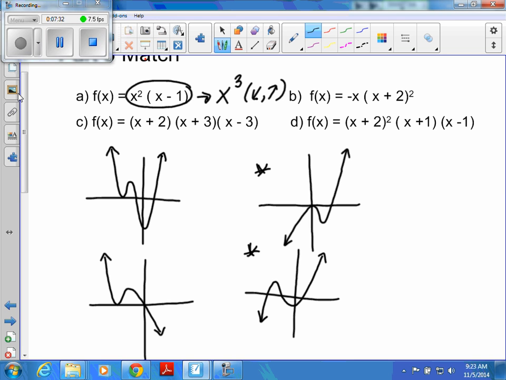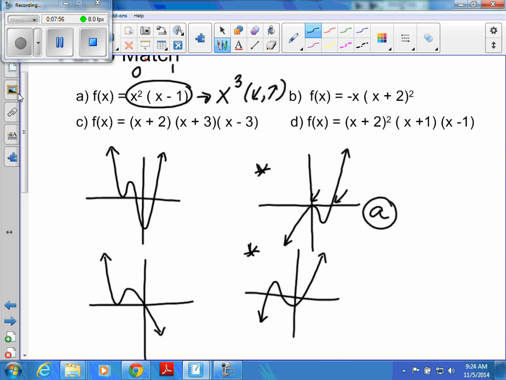Okay, which one of those two would it be? It crosses the x-axis at 1, and it crosses the x-axis at 0. That's another thing that you learned in Algebra 2. Which one of those has a crossing at 0 and 1? This one is the only one that has a crossing at 0 and 1. So this has to be the A.